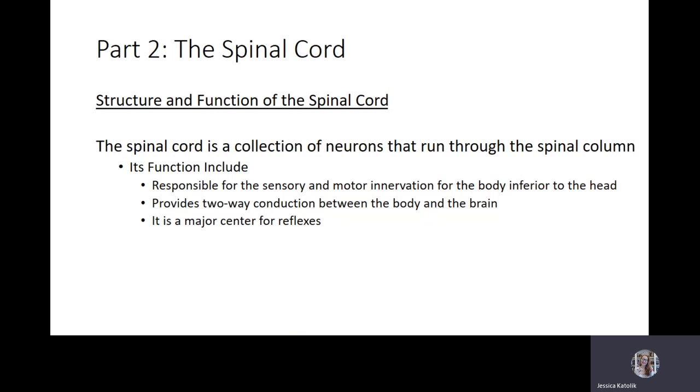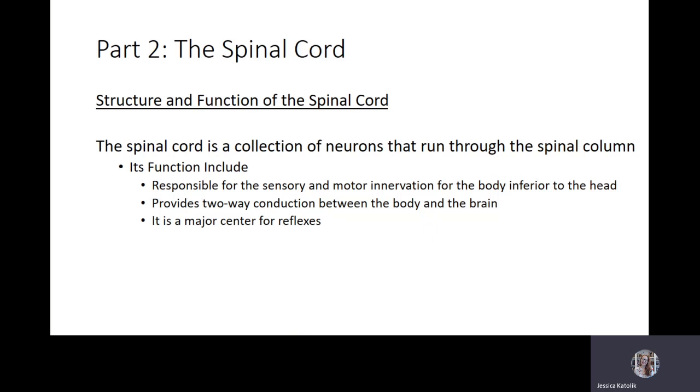Descending pathways are going to connect the brain to the peripheral nervous system, and it's going to carry motor information and stimulate the body to move. And ascending pathways are going to connect the peripheral nervous system to the brain and will carry sensory information. And so it will help us process our external and internal environment.